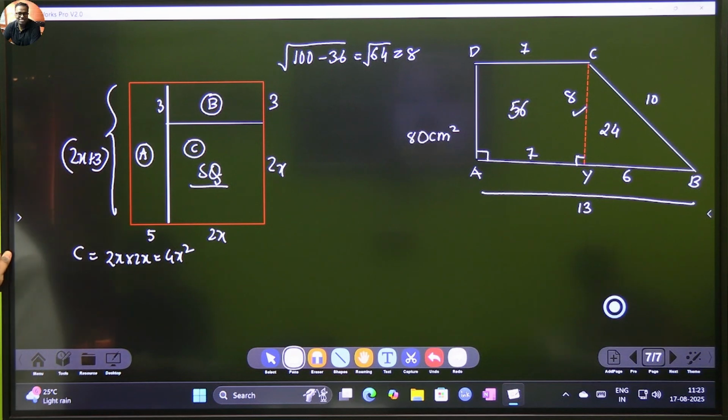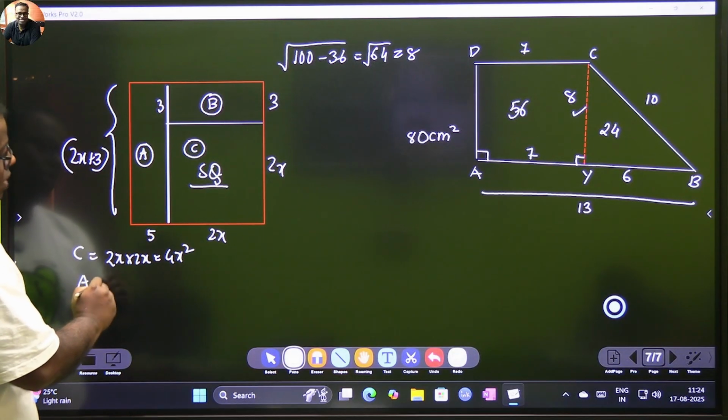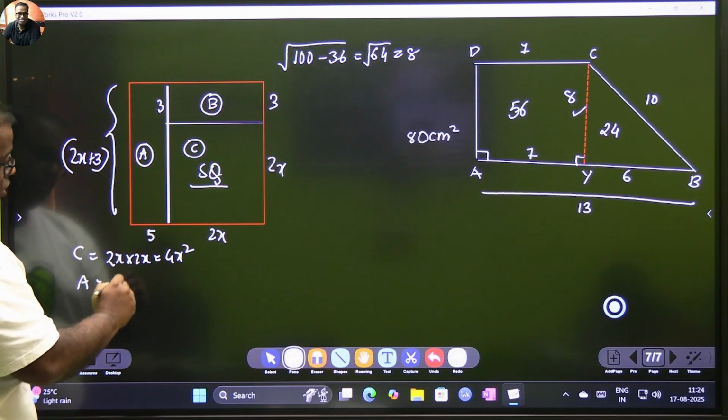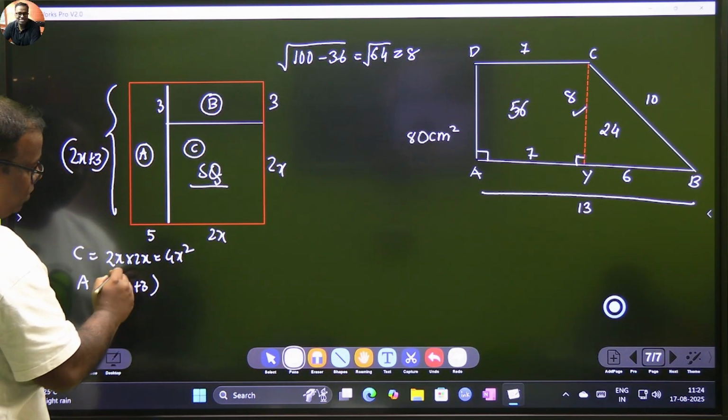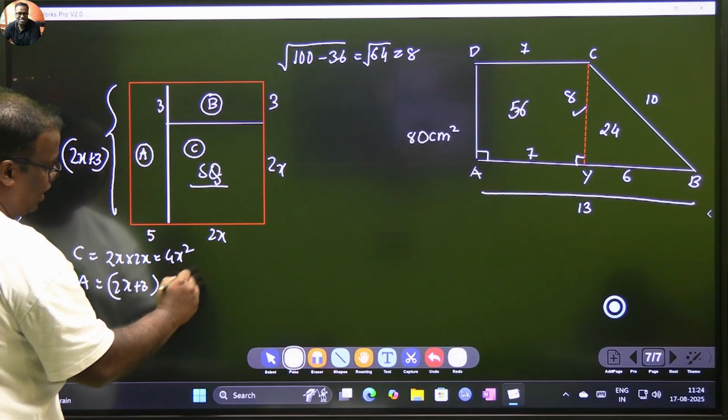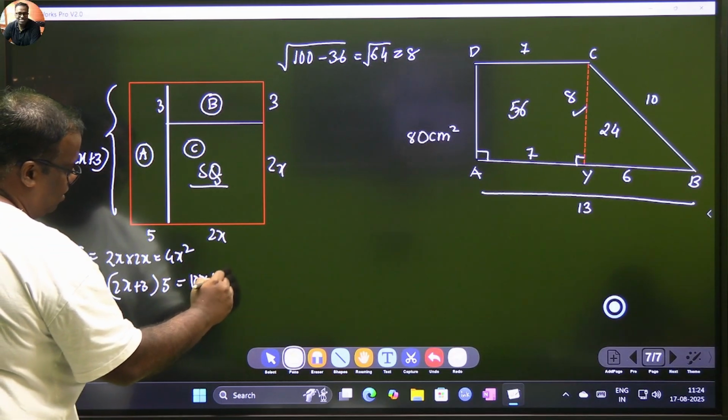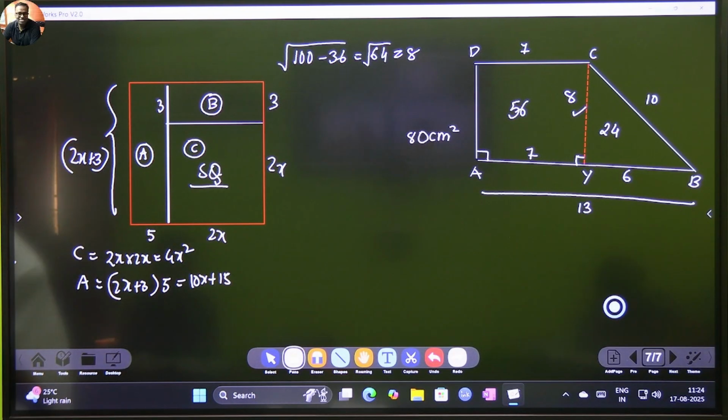Agreed? Then whose area do you want to find out? A. A is a rectangle, so A's area will be length, which is 2x plus 3, multiplied by the width, which is 5, so it should be 10x plus 15. Then you are left with what? B.